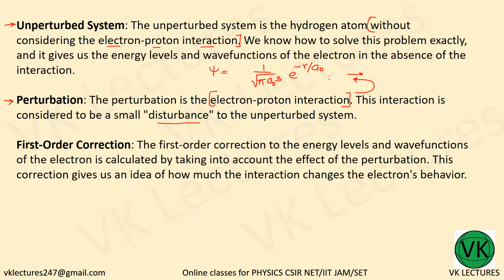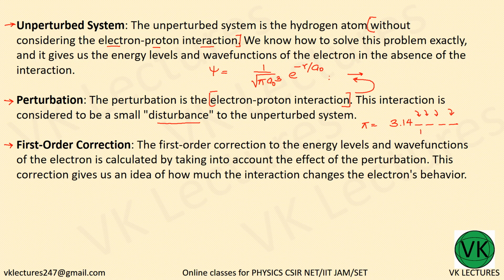Now we look into the next aspect, that is the first order correction. The first order correction to the energy levels and wave function of the electron is calculated by taking into account the effect of perturbation. So how much is the perturbation? Based on that, we would consider the correction. For example, the pi value, we know that pi is equal to 3.14. We need the corrections now. What are the digits? All these digits afterwards are the correction. Every digit that we add is a correction.